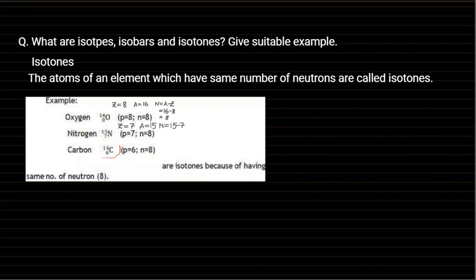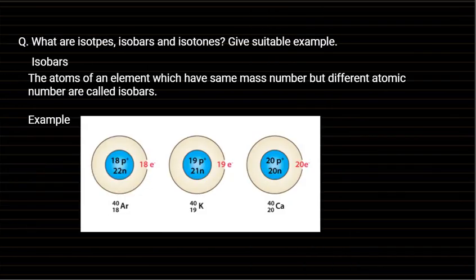Carbon. The carbon's atomic number is 6. Mass number is 14. So in this case, how many neutrons will be there? 14 minus 6, which is also 8. So in all these three cases, look at the number of neutrons. Oxygen has 8 neutrons, nitrogen also has 8 neutrons, carbon also has 8 neutrons. So if different elements have the same number of neutrons, the nuclei of such atoms are known as isotones.